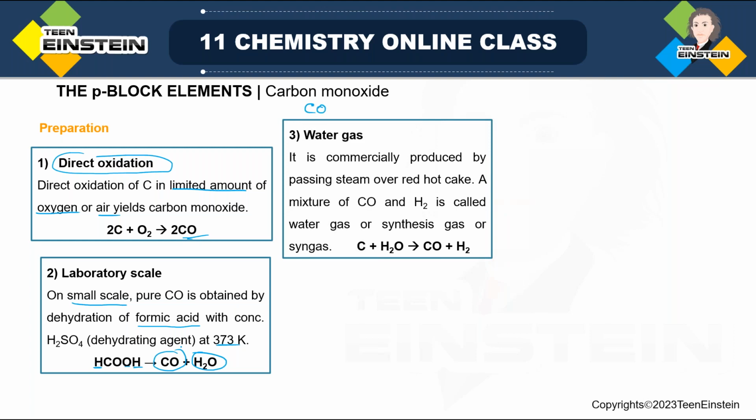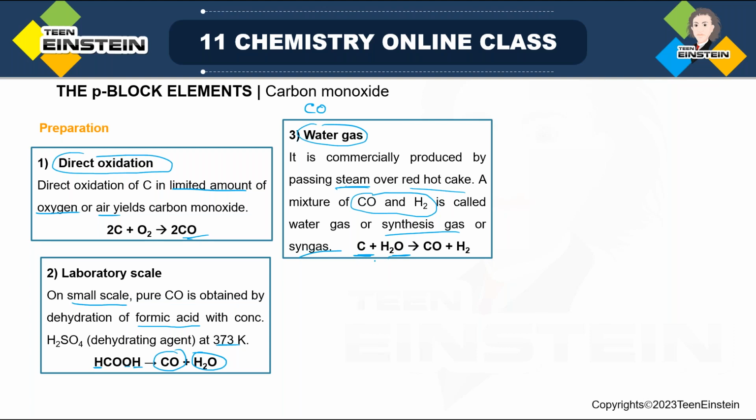Now the third method. It is actually not that you will get CO directly, but it is a mixture where CO is also present. And this gas mixture is called water gas. In the hydrogen chapter also we have seen this water gas. It is commercially produced by passing steam, that is water, over red hot coke. So this is red hot coke, temperature is high, and this is steam. Now a mixture of CO and hydrogen will be produced, which is known as water gas. Another name for this gas is synthesis gas. In short, we also call it syn gas.